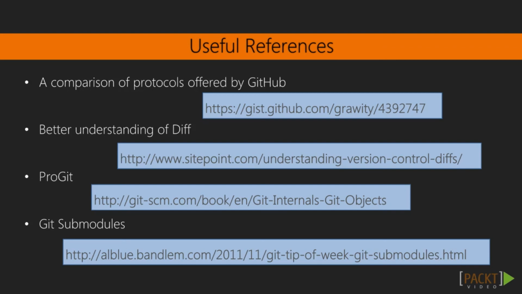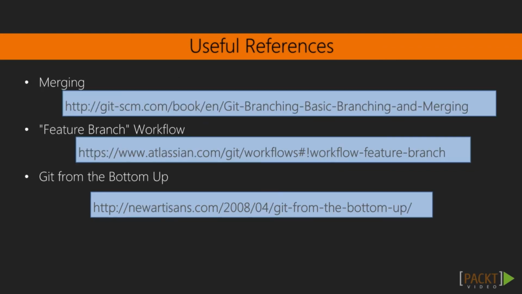An interesting use case for Git submodules. A good reference to explain merging. A good description of feature branch workflow. Git from the bottom up. I encourage you to add some of your favorite resources to the Mastering Git repository with a pull request.